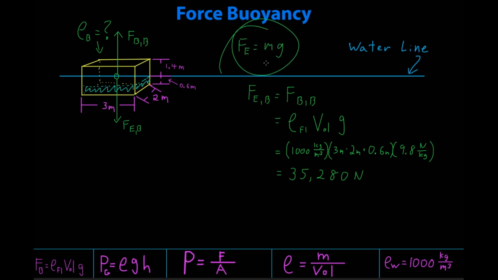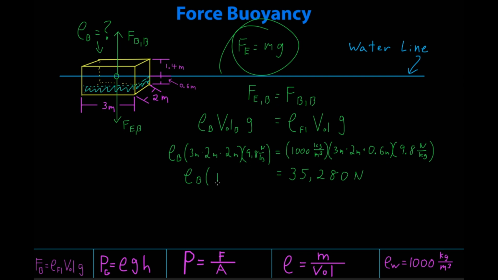Now let's take a look at the force Earth side. Well, we know force Earth equals mg. But since we're looking for the density of the object, I'm going to write this in terms of density instead of mass. And to do that, we can just use our density equation again. That's density of the box, volume of the box, times G. Density of the box is unknown. The volume of the box is 3 meters times 2 meters times 2 meters. In other words, Earth is pulling down on the entire box, not just part of it. Times G.